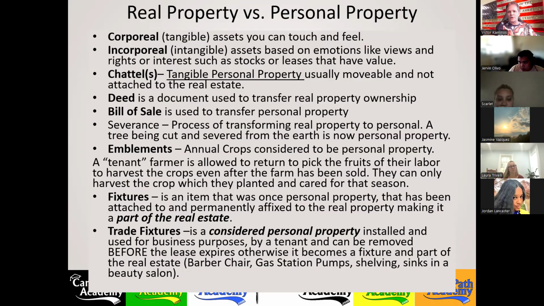And the salon owner can take it with them when they move out, as long as they remove it before the lease expires. Now, they can't just leave the exposed pipes there either. They have to leave it the way they found it. If that plumbing was not there before, they have to cap it off behind the walls and leave it like it was.